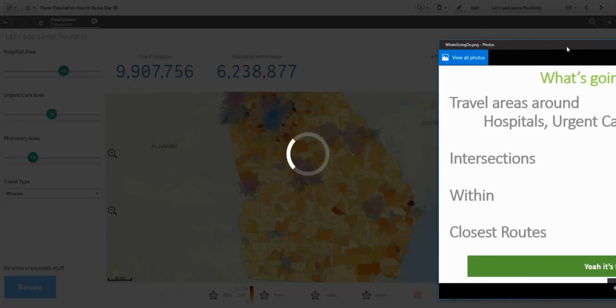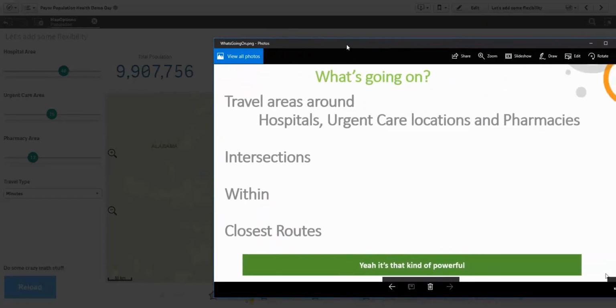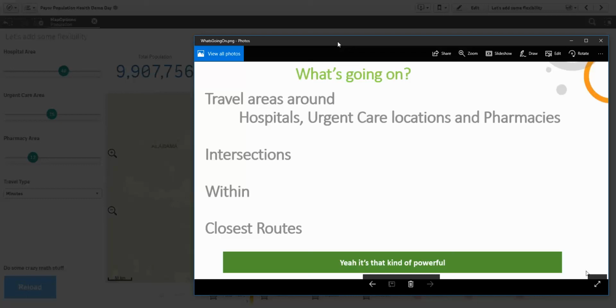It's doing some work. It's taking some time. And what I wanted to do was just give you an idea of what's going on while this thing is spinning. Rather than just watch it spin, I want you to understand it's calculating those travel areas. Again, it's trying to create a polygon on the fly, looking at all the roads, the conditions of the roads, the normal speeds, and so on, for hospitals, urgent cares, and pharmacies.